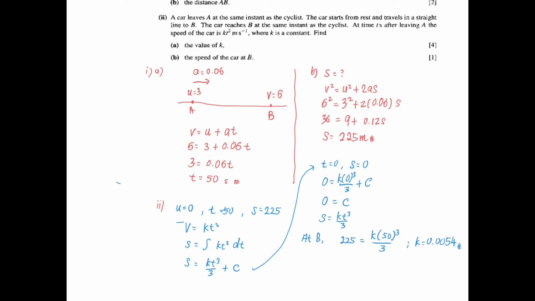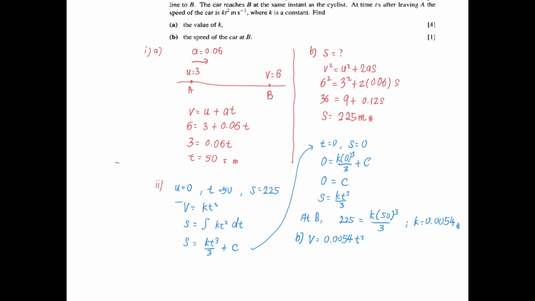And now let's look at, okay, this part we get 4 marks. Now the last part, part B, the speed of the car at B. In order to find this, we can use this equation, v equals kt squared. The k is 0.0054, so v equals 0.0054 t squared. So at point B, right?